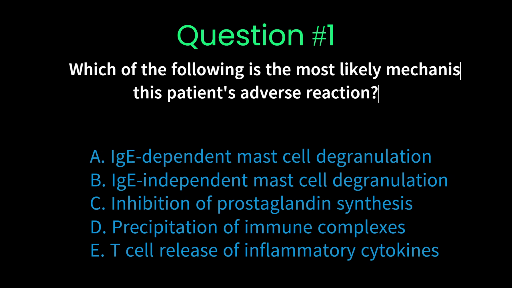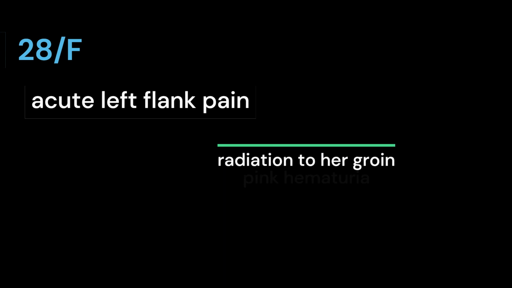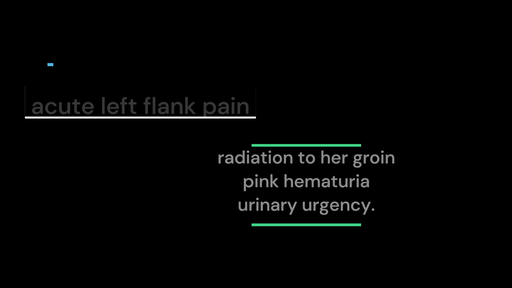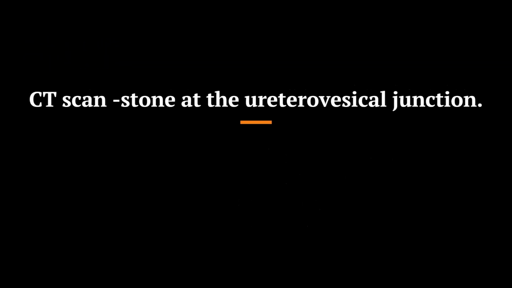The case scenario is: a 28-year-old woman is brought to the emergency department by her family due to acute left flank pain. The pain radiates to her groin and is associated with pink hematuria and urinary urgency. Past medical history is unremarkable, and the patient has never experienced similar symptoms. CT scan of the urinary system confirms the presence of a stone at the uretero-vesical junction.